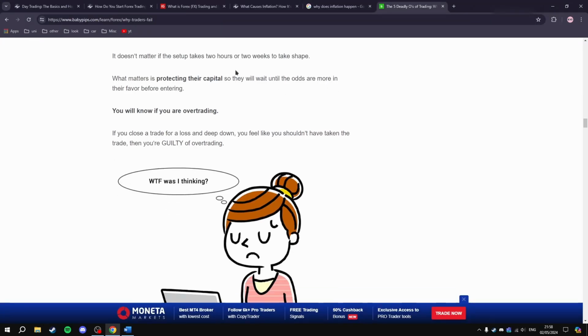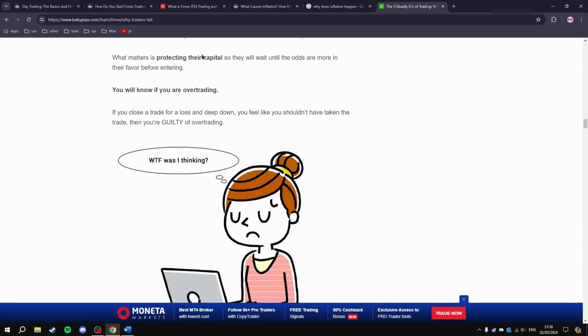It doesn't matter if the setup takes 2 hours or 2 weeks to take shape. What matters is protecting their capital, so they will wait until the odds are more in their favor before entering.